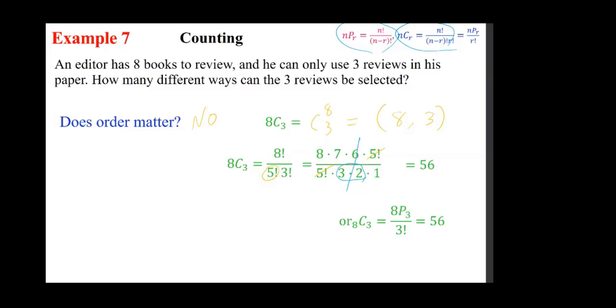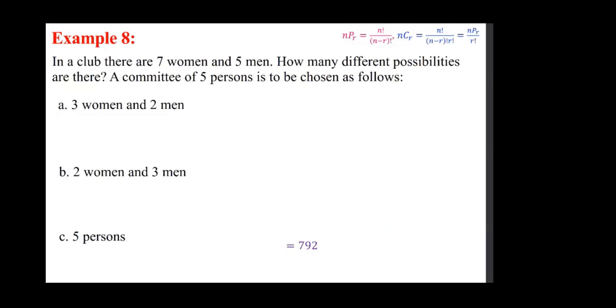We're going to look at the next example. In a club, there are 7 women and 5 men. How many different possibilities are there?